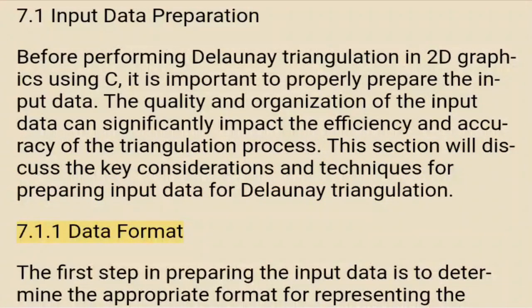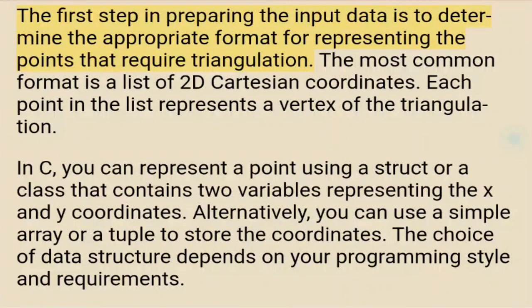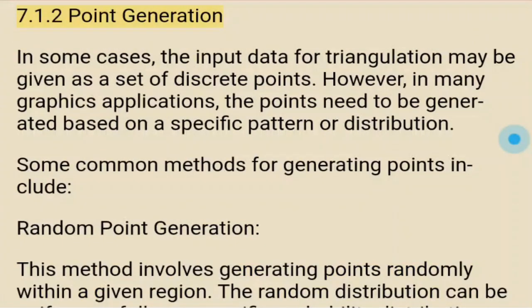7.1.1 Data format. The first step in preparing the input data is to determine the appropriate format for representing the points that require triangulation. The most common format is a list of 2D Cartesian coordinates. Each point in the list represents a vertex of the triangulation. In C, you can represent a point using a struct or a class that contains two variables representing the x and y coordinates. Alternatively, you can use a simple array or a tuple to store the coordinates. The choice of data structure depends on your programming style and requirements.